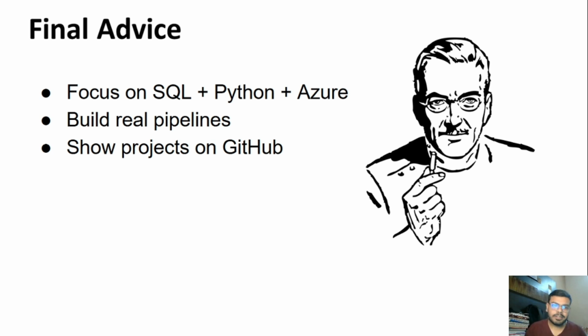So this is my final advice. Focus on SQL, Python, and Azure along with AI. Okay, make sure you cover OpenAI and the Foundry part in Azure. At the last you can focus on that as well. Right? Build real pipelines using Azure Data Factory. You can use Fabric pipelines. You can make pipelines in Synapse Analytics, anywhere. But you should build some real pipelines, right? And then show some projects on GitHub. That's it, right? So once you're done with this, once you're prepared, you're ready.